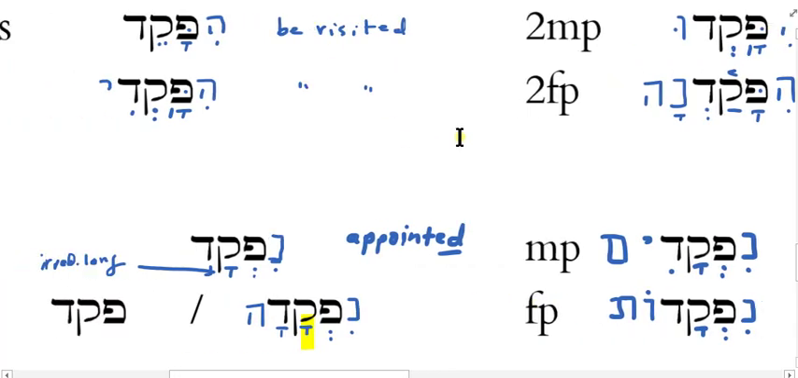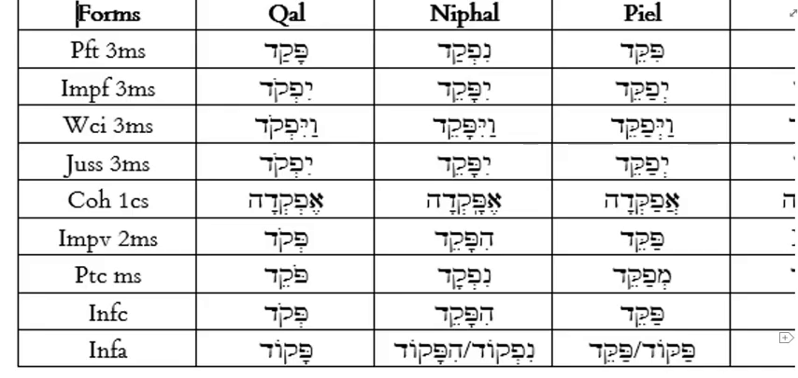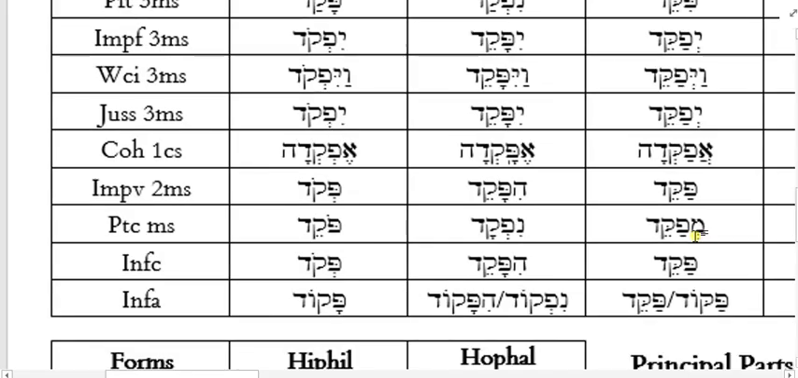Alrighty. Last two principal parts are the infinitives. The infinitive construct is going to be identical to the imperative form. So we have hippaqed for be visited, and hippaqed as the Nifal infinitive construct, the act of being visited, or the act of being appointed. Okay? And just as with the Qal infinitive construct, I could add pronominal suffixes to the end. I could also add prepositions to the beginning. So if I added a bet preposition, it would be something like when he was appointed. Okay? If I added a lamed preposition, it would be something like in order to be appointed, and so forth.